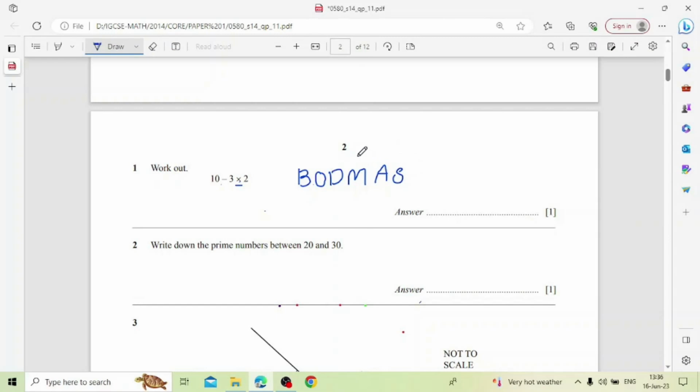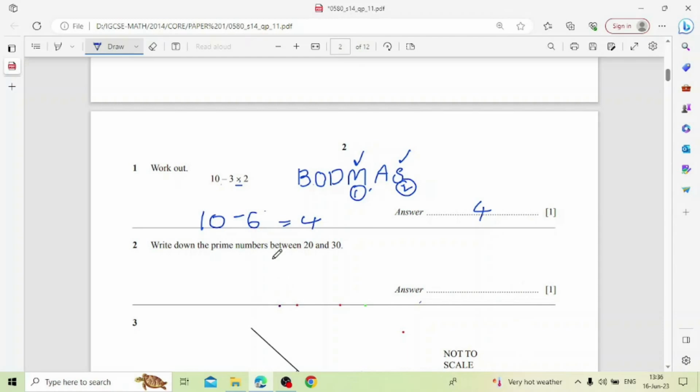Now in this question we have the multiplication that we will do first. Then minus, that's a subtraction, which we will do next. Okay, now let's do here. I will write 10 as it is. 10 minus 3 times 2, that is 6. Now 10 minus 6 is equal to 4. So that we are writing here as 4.